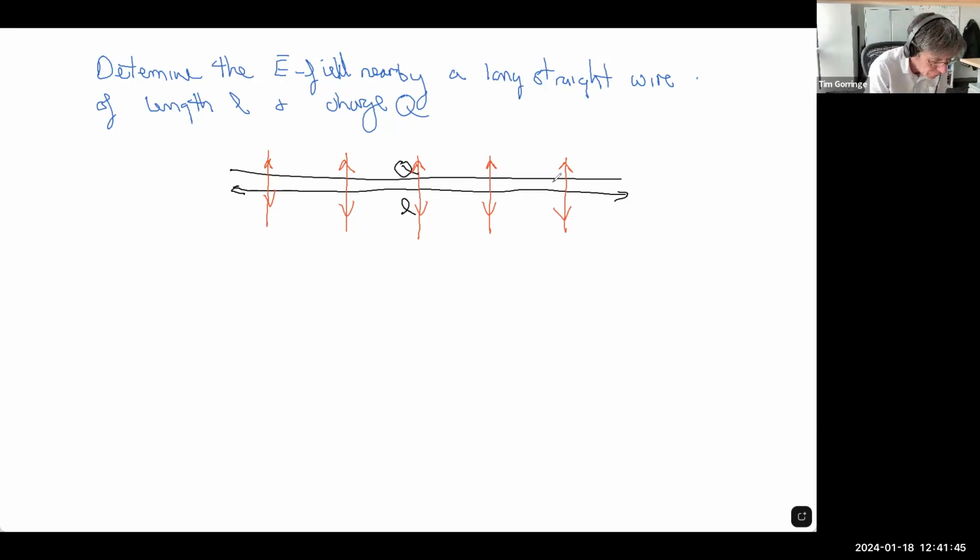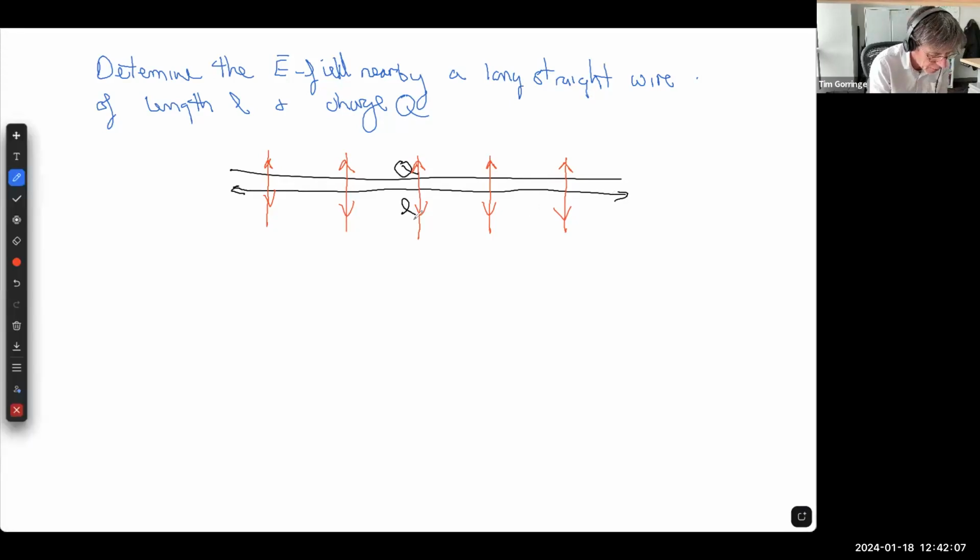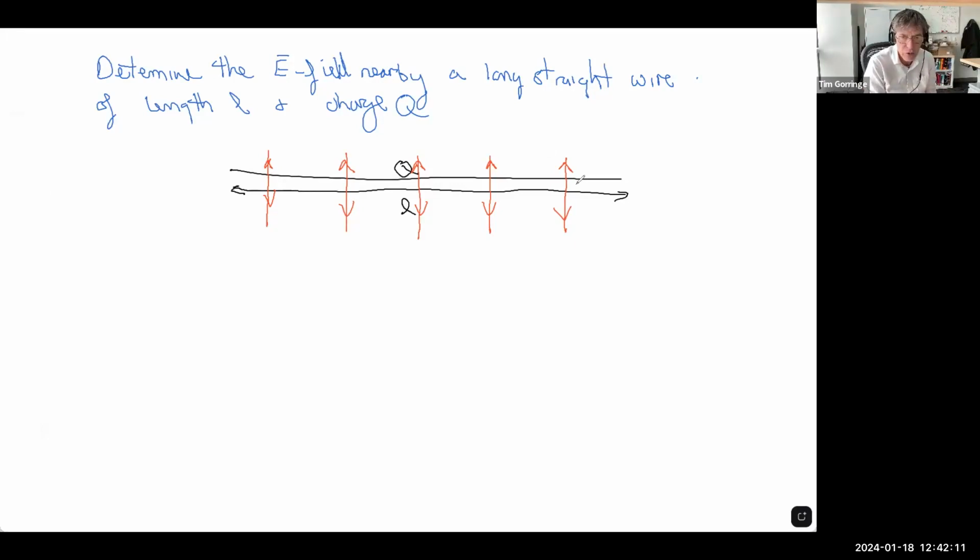I also drew the field lines regularly spaced, as if it's a uniform field. Again, if you're far from the end of the wire, then the field lines don't know about the ends of the wire. The field lines only know about the charge on the wire. And since the charge on the wire is uniformly distributed, the field lines along the length of the wire will be uniformly distributed. So this is the pattern of electrical field that is being produced by this wire.